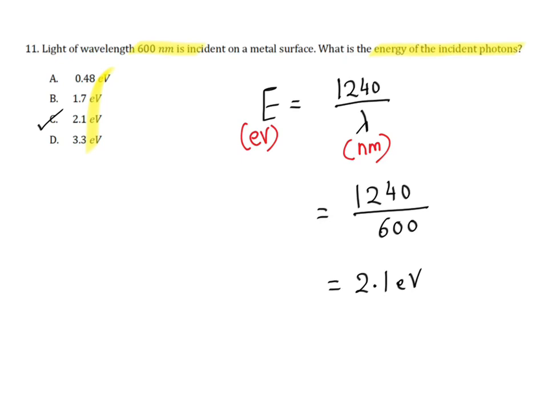So that's what we want to remember when we use the formula E equal 1240 over lambda. If lambda is in nanometer, we get the energy in electron volt.